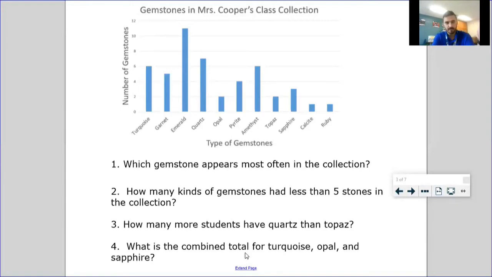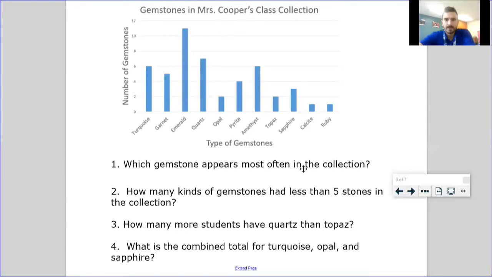And last but not least, see if you can get the answer for this one. It says, what is the combined total, 2 keywords, for turquoise, opal, and sapphire? So you've got 3 different gemstones. You've got your 2 keywords that tell you to add. So let's look at turquoise first. Turquoise has 6. And let's go ahead and add one at a time. Opal has 2. 6 plus 2 gives us 8. And then if we add sapphire, which is right here in between 2 and 4, it has 3. 8 plus 3 would give us 11.